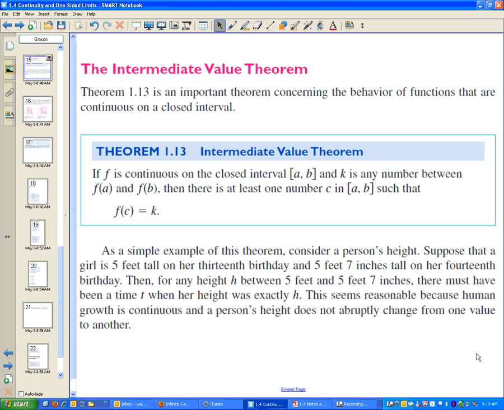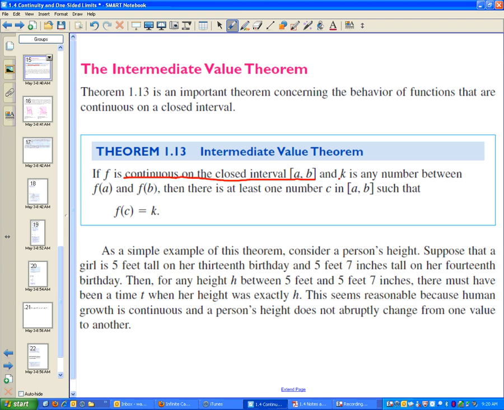All right? So on this theorem, it says if f is continuous, all right, we've talked about continuity at a point. We've talked about continuity on open interval. We talked about continuity on the closed interval from A to B. All right, so f must be a continuous function on the closed interval from A to B. If it's not continuous on that entire closed interval, then this theorem does not apply to this function.